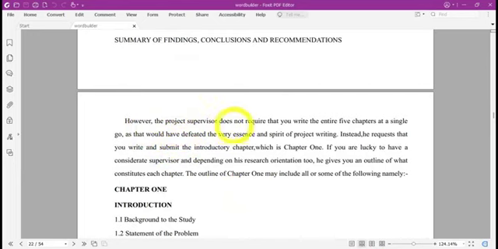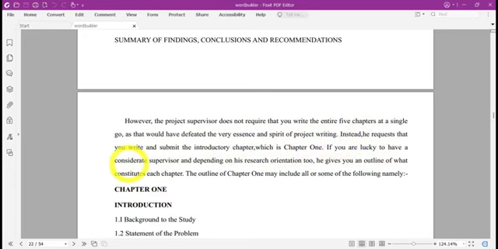However, the project supervisor does not require that you write the entire 5 chapters as a single go. So that's not possible. If you do that, then you're not doing a research project. You're just simply doing copy and paste, as that would have defeated the very essence and spirit of project writing. Instead, he requests that you write and submit the introductory chapter, which is chapter 1.